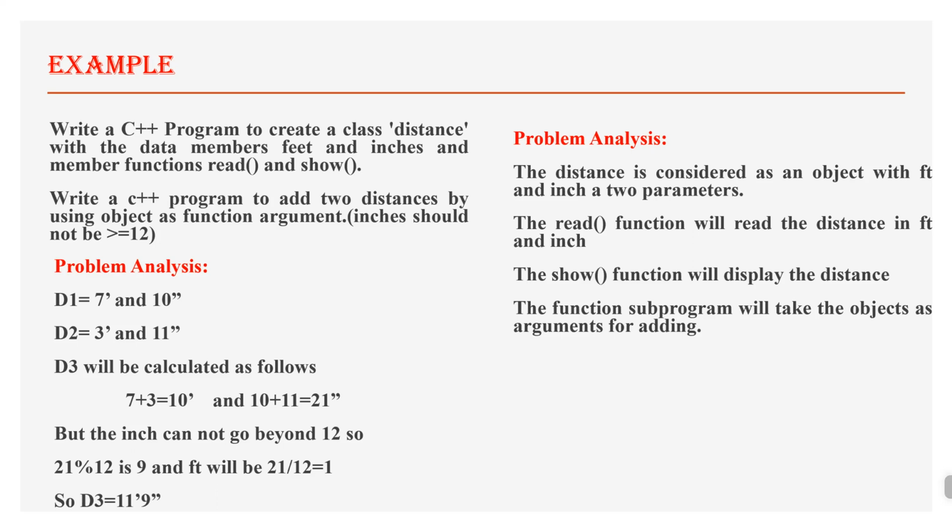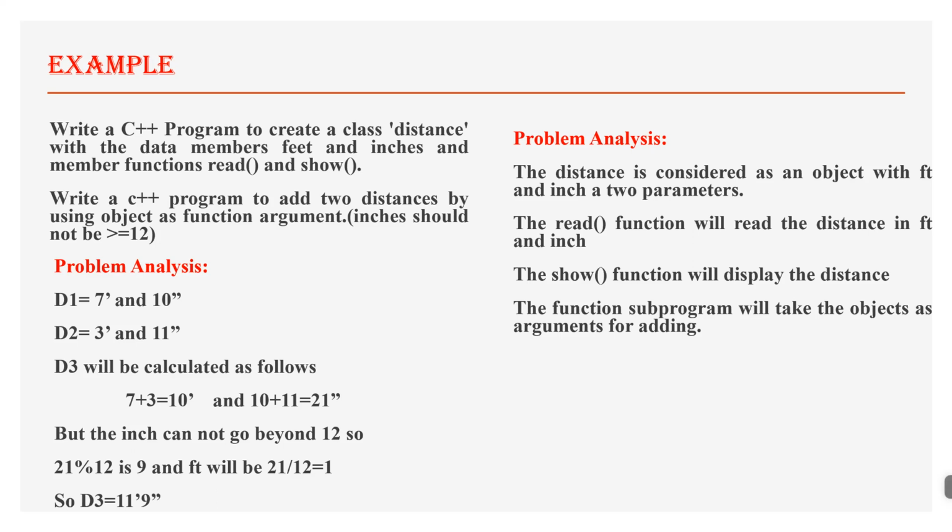Okay, now I will just go through the logic of it. Why we are supposed to consider distance as an object, how are we going to add, what are the conditions involved in it, all these things we shall discuss in this example. See, I am taking two distances d1 as well as d2. Now d1 is 7 feet and 10 inches, whereas d2 is 3 feet and 11 inches.